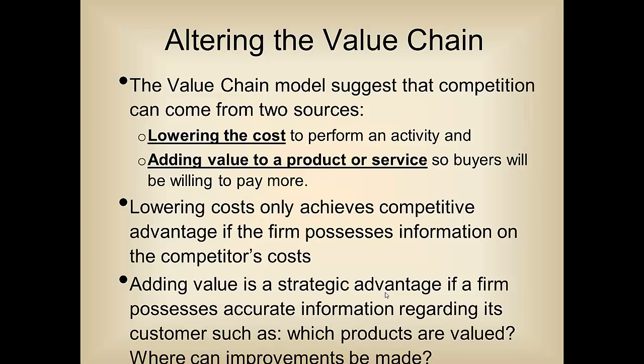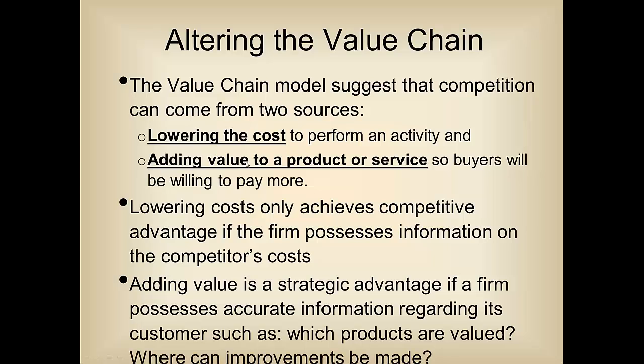The value chain model suggests that competition can come from two sources. Our competition can lower the cost to perform an activity. They've increased efficiency, or they're able to purchase the materials at a lower cost than we can for some reason. So that's one way they can compete.